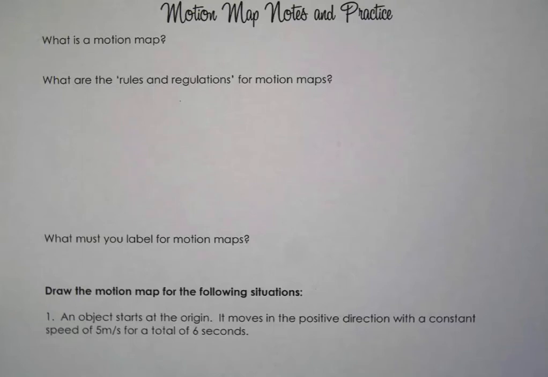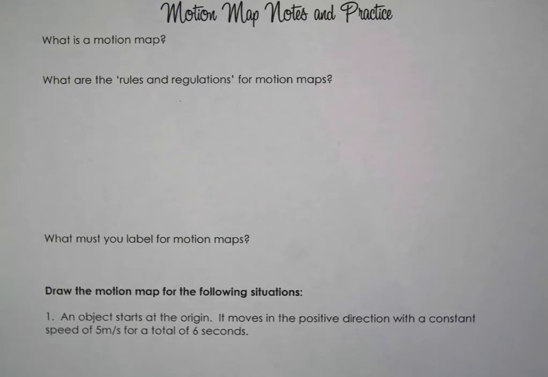All right, by now we've talked about position time graphs and what type of information we can get from those. Like the slope is velocity on a position time graph. We can see the initial position, that y-intercept represents the initial position, and we can compare the movement of different objects. Our second way of looking at motion is going to be through these things called motion maps.